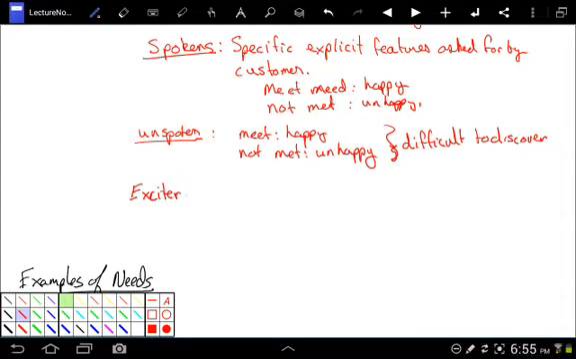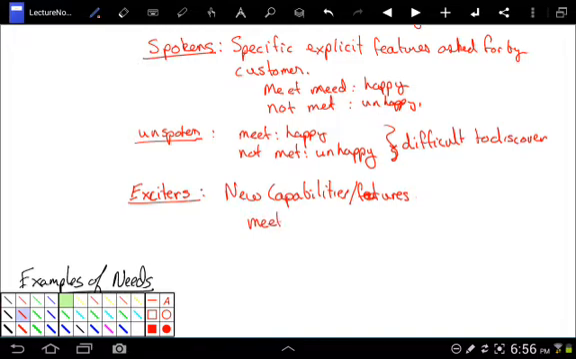And then finally there are things we call exciters. These are things that are new. New capabilities and features. If you succeed, if you meet these needs, people are really happy. If you don't meet them, they don't care. Why? Because they never expected these features in the first place.